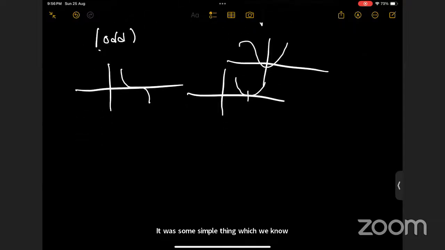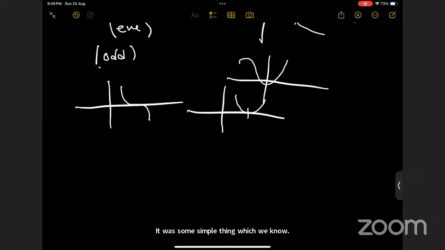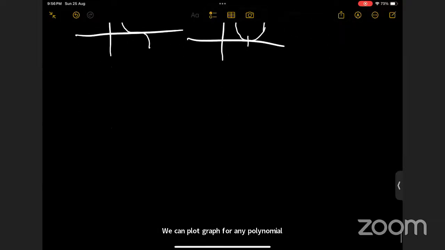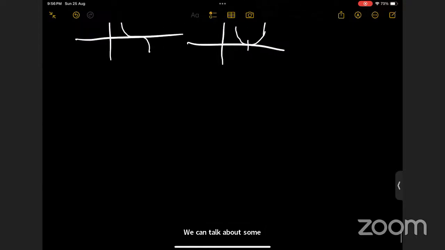And then we can use the end behavior of the graph and the constant term, the y-intercept. Using all those factors, we can plot the graph for any polynomial. And also from the graph, we can talk about the least degree, turning points and so on, right? All of you are aware of it, right? Yes, ma'am. Let us solve one or two quick examples for a quick revision.